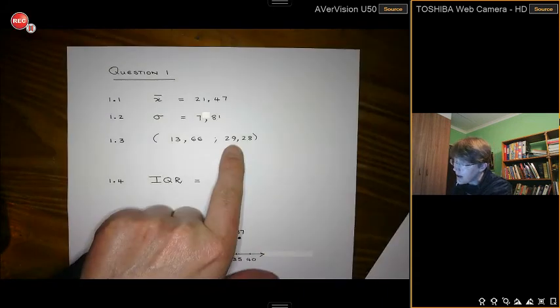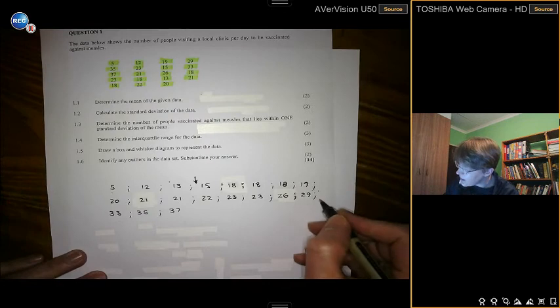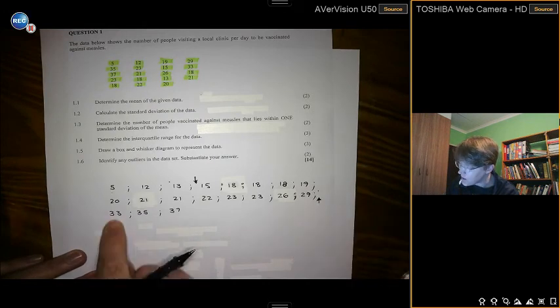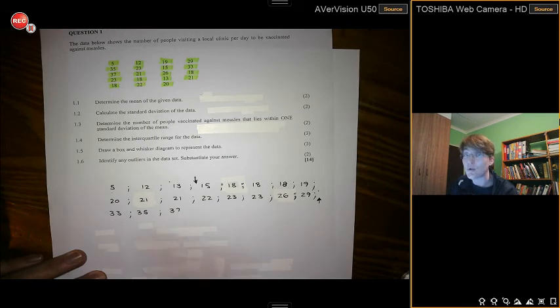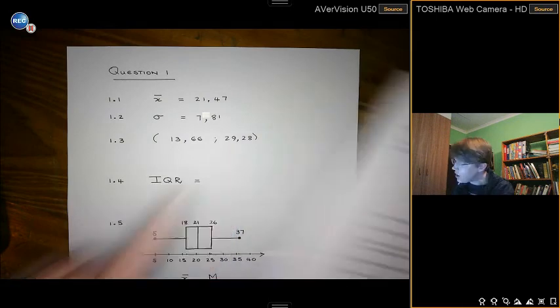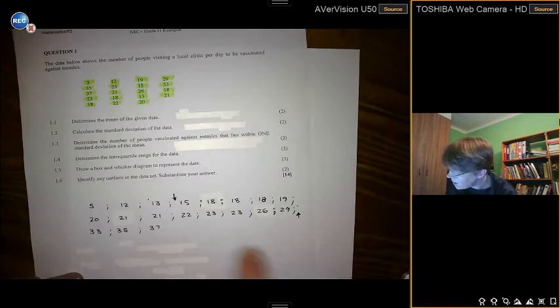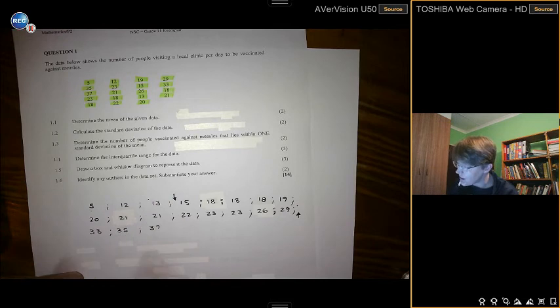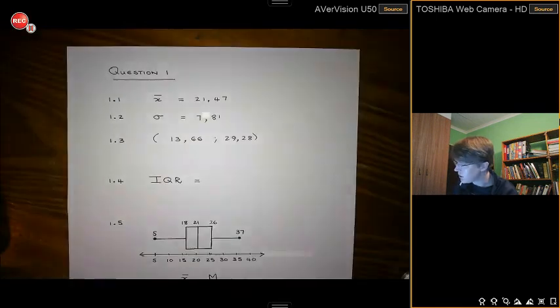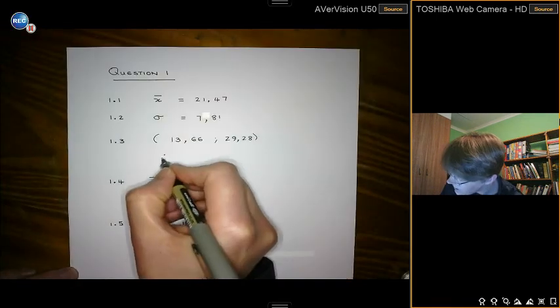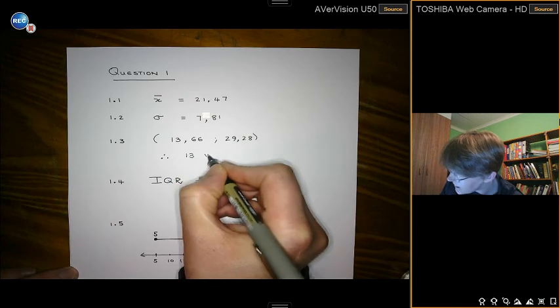Then the values can't be greater than 29.28. So if I look at that, up to about here it's fine, but these values, 33, 35, 30, 37, are greater than that 29.28. So that means these values over here, which if you count them are 13 values, are going to be within 1 standard deviation of the mean. Because those 3 at the bottom and those 3 at the top, 6 values, are going to be outside 1 standard deviation of the mean. So that means there are going to be 13 values within that 1 standard deviation of the mean.